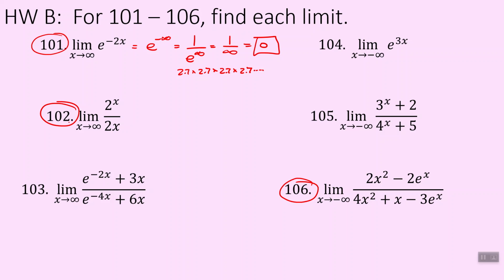With number 102 here, we're going to infinity. We've got 2 to the infinity on top, and we have 2 times infinity on the bottom. And really the question here is, which is bigger, the top or the bottom? Well, it turns out exponentials are much bigger than just a linear function. So that means this guy right here is going to go to infinity. If you don't believe me, you can plug in some numbers and check.